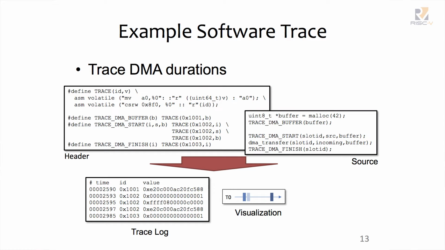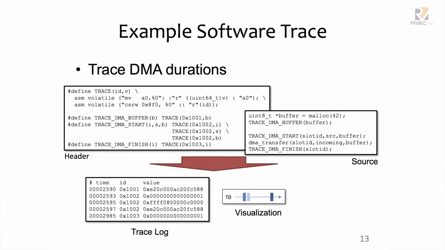And here is a quite interesting example of how you can use the software trace to figure out something. These two lines show how you can generate a trace. Basically, you write this trace as a macro function. The first line writes a value to register A0. Then immediately the second instruction writes to a special CSR with the trace ID. This instruction will trigger a trace along with the value written in the first instruction. Then you can use these macro functions to build your own more complicated trace functions.